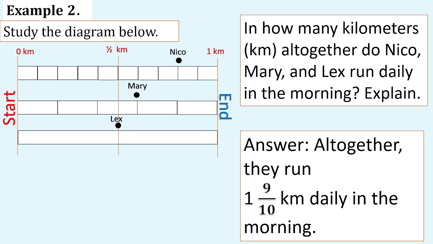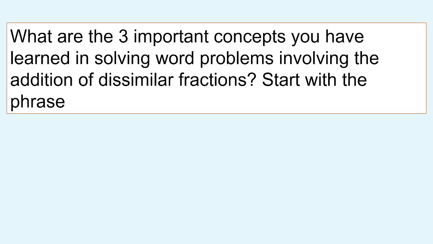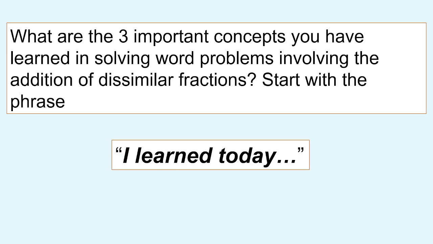So 8/10 plus 3/5 plus 1/2 equals 19/10. Change the improper fraction to a mixed number, so the answer is 1 and 9/10. What are the three important concepts you have learned in solving word problems involving the addition of dissimilar fractions? Start with the phrase, I learned today.